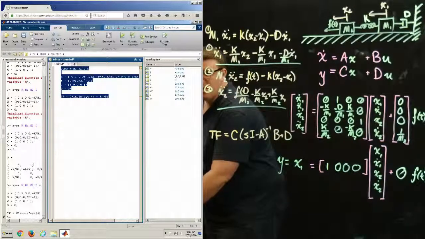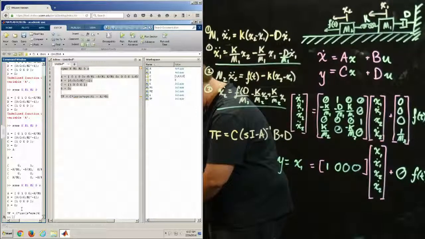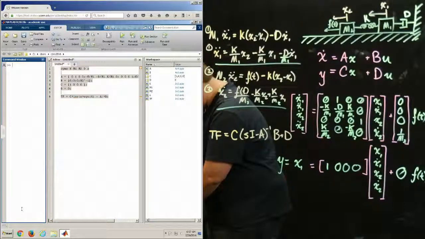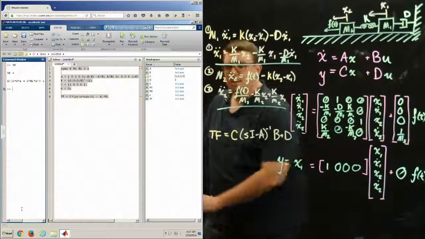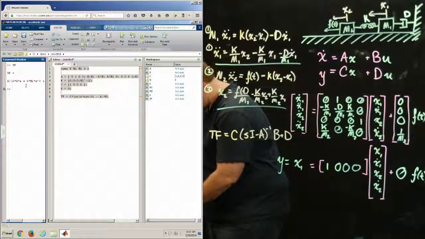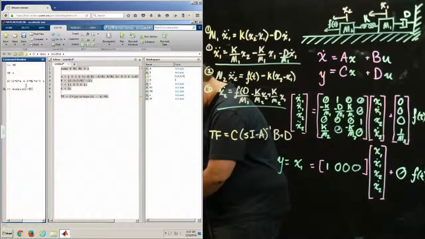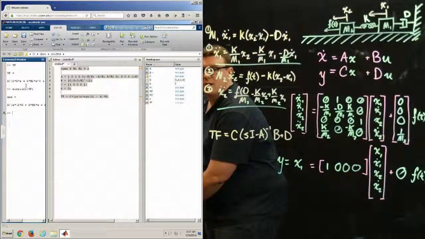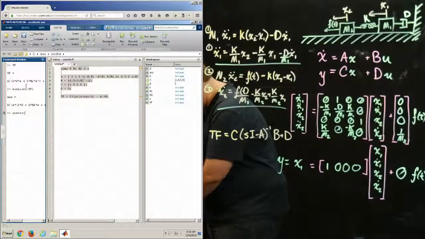So let's take a look at what our transfer function is here. I'm going to clear the command window very quickly, and then we're going to take a look at what TF is. So let's print out TF in a pretty way. So let's simplify our transfer function. And then let's type this out in a pretty way.